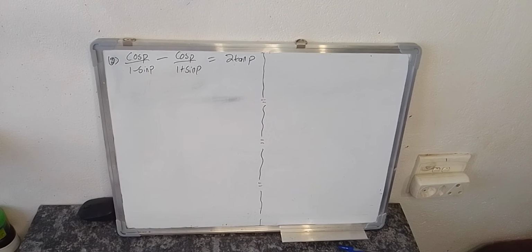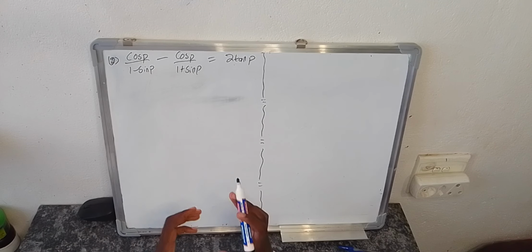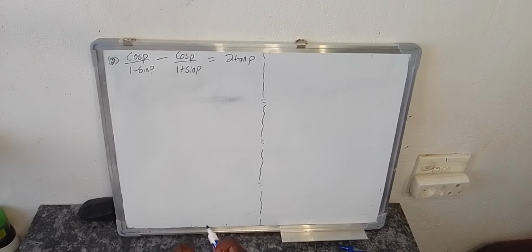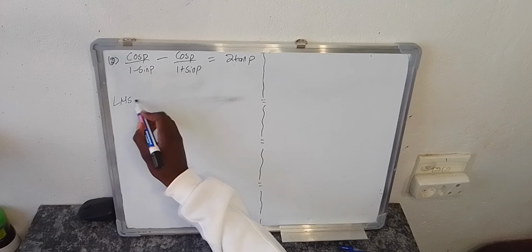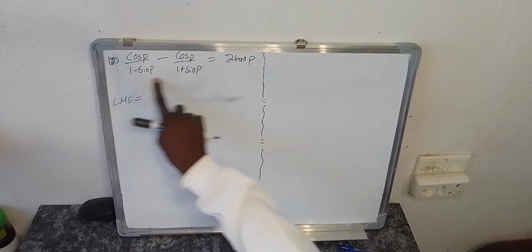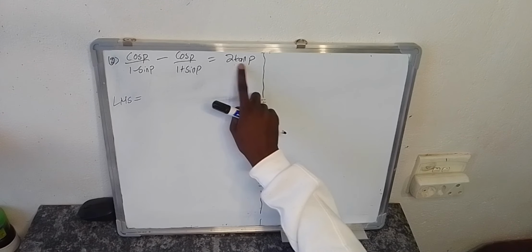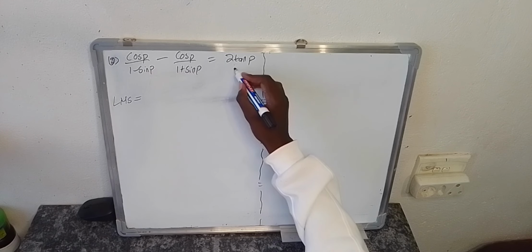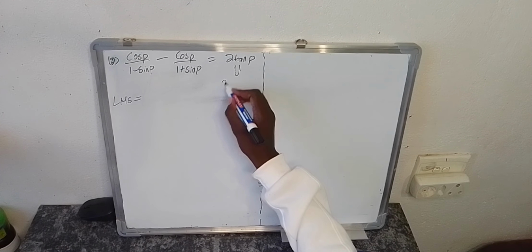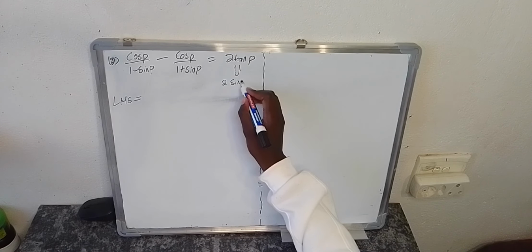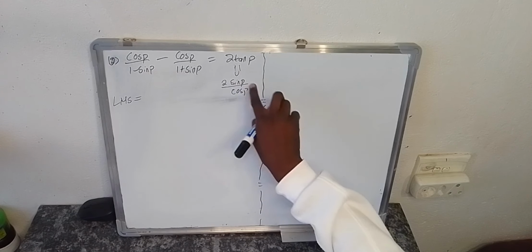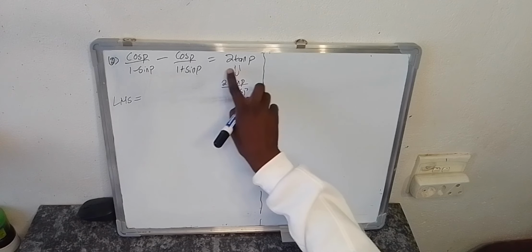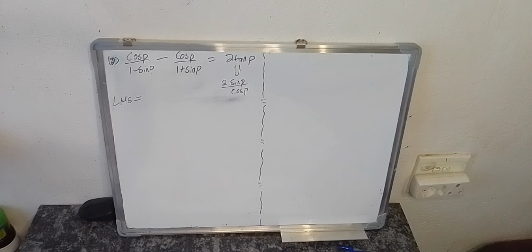So the first thing that we have to do here is to choose the side that is complex. You can see that the side that is complex is the left hand side, meaning we are going to prove that this side is equal to 2 tan p, and we know that 2 tan p can be written as 2 sine p all divided by cos p. Remember, sine p all divided by cos p is equal to tan p, and we multiply by 2.